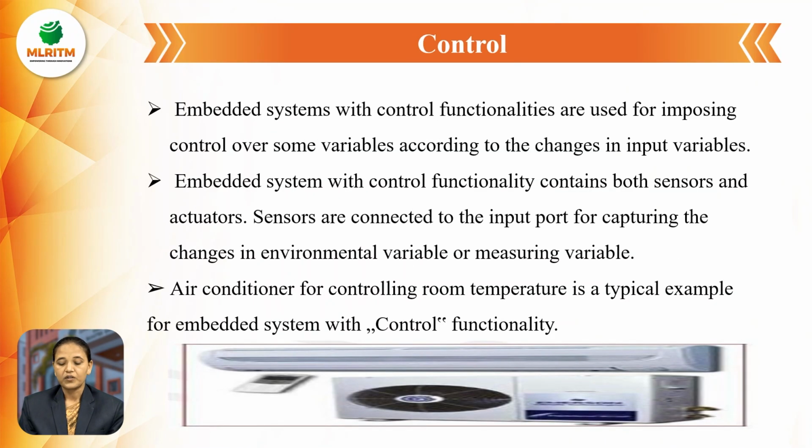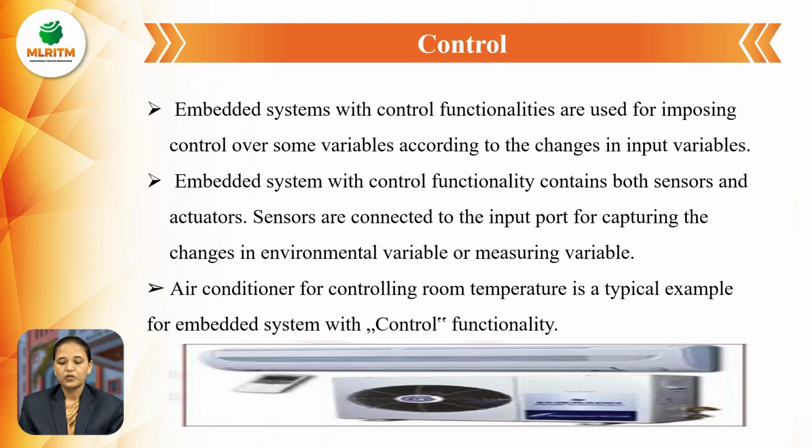And next one is a controlling embedded system. Embedded systems with controlling functionality are used for imposing control over some variable according to the changes in an input variable. The embedded system with control functionality contains both sensors and actuators. Sensor is connected to the input of the device and actuator is connected as the output port of the device.